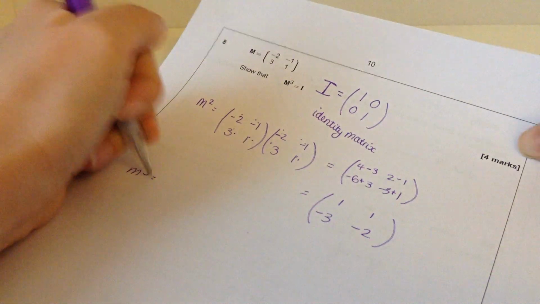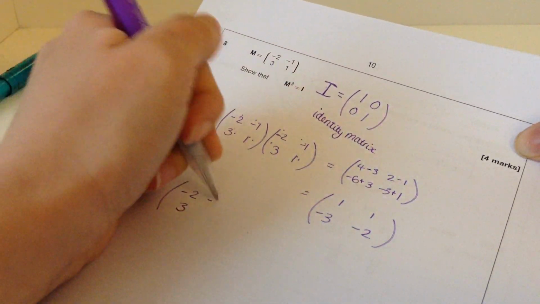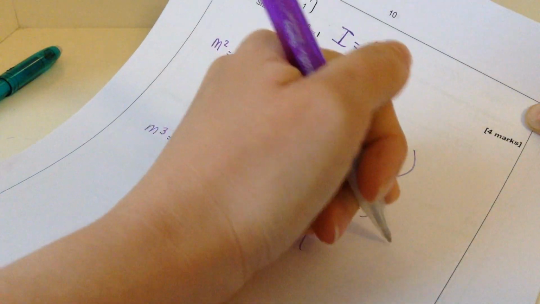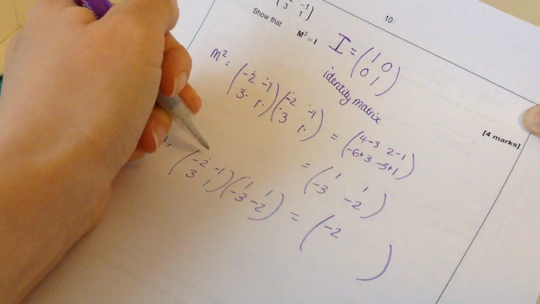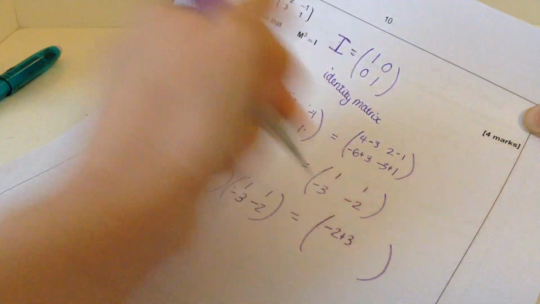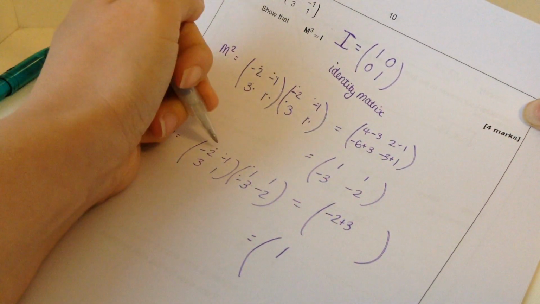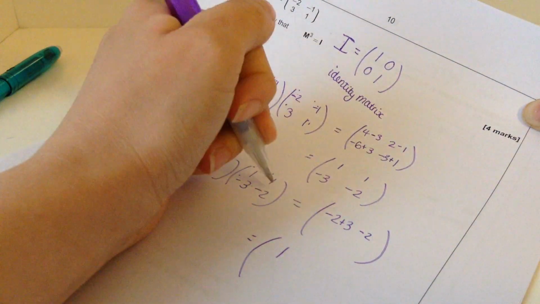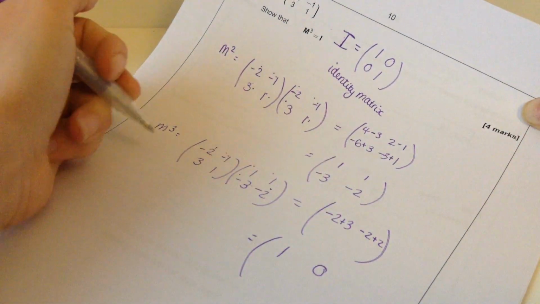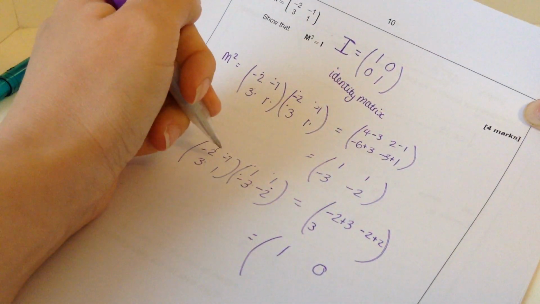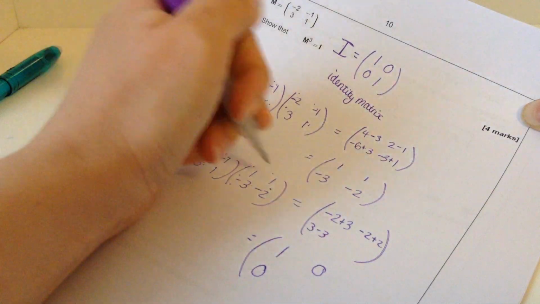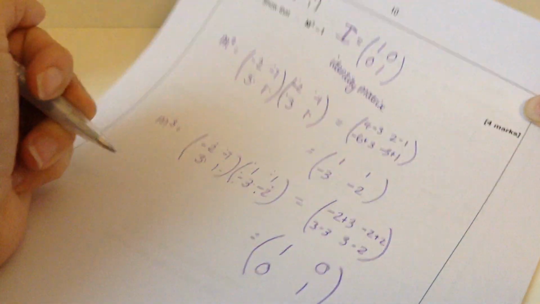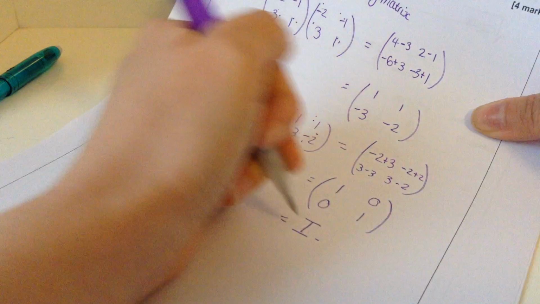Then m cubed is going to be m times m squared. Minus 2 times 1 is minus 2. And minus 1 times minus 3 is plus 3. Minus 2 times 1 is minus 2. Minus 1 times minus 2 is plus 2. That makes 0. 3 times 1 is 3. 1 times minus 3 is minus 3, which makes 0. 3 times 1 is 3. 1 times minus 2 is minus 2, which makes 1, which equals that, which equals the identity.